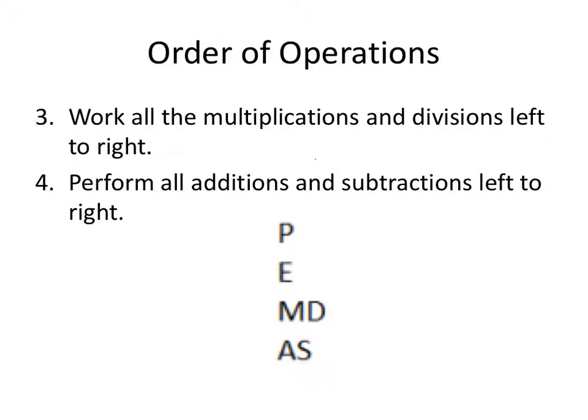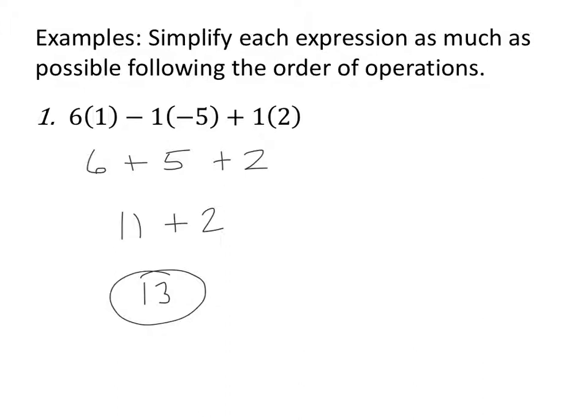Let's look at some examples. So we're going to simplify each expression as much as possible following the order of operations. 6 parentheses 1 minus 1 parentheses negative 5 plus 1 parentheses 2. Now inside these parentheses there's no operation going on. They're just real numbers, and so there's nothing to do with parentheses.